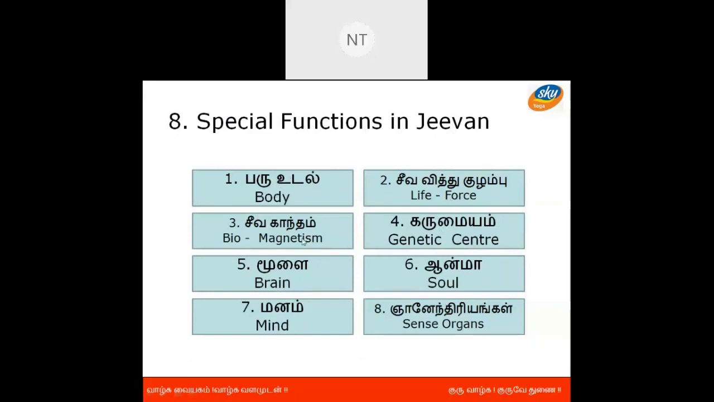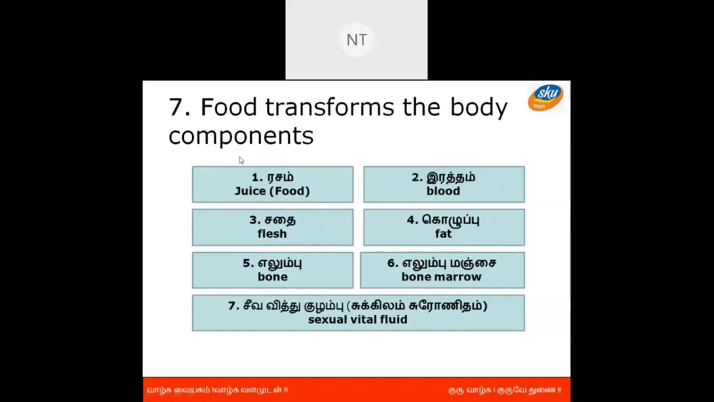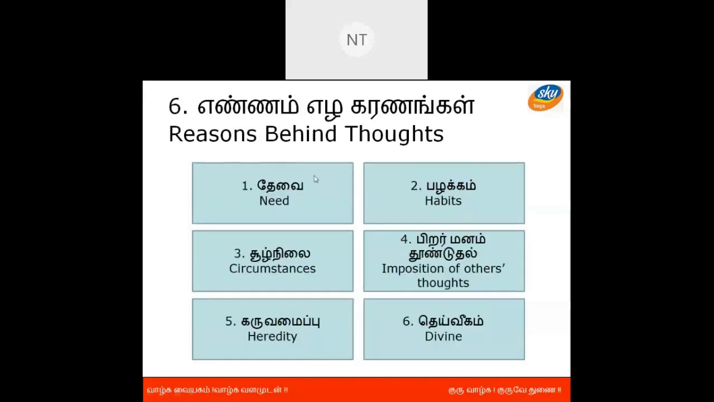So if you go in order 10, 8, 9, 8, you will come to know all related to the mind only. Number 7, you see the food transforms the body components. These are the 7 components which are happening in our human body when you have food. Number 6, these are the 6 reasons why we are getting thoughts. So you need to clarify which thought is important and which is not important. You have to find it out. That is why you have to do the introspection. It's very clearly mentioned in that.